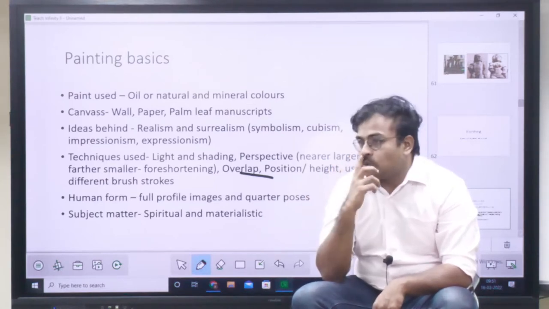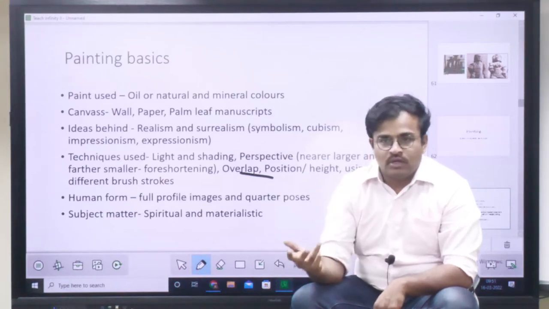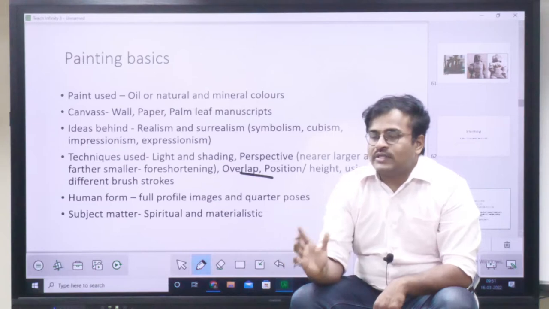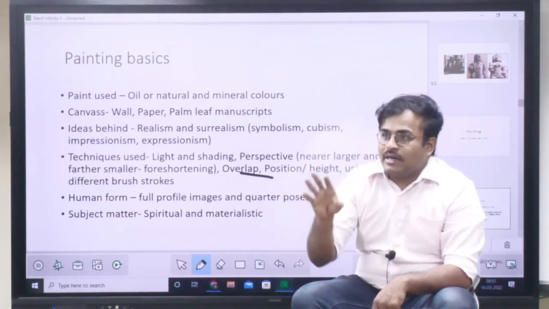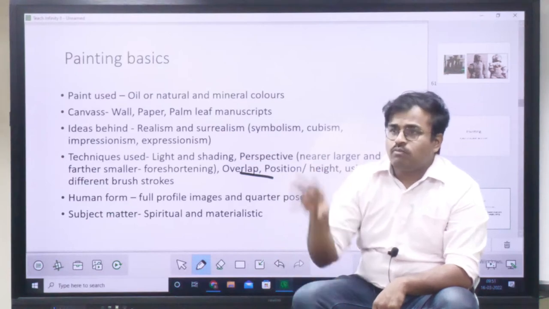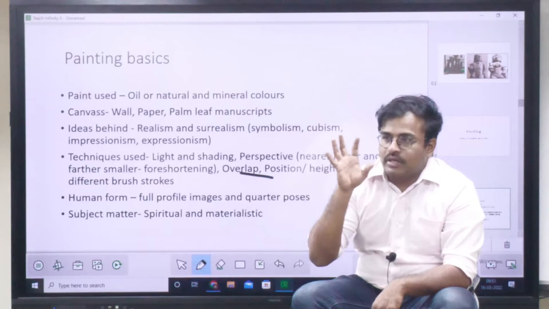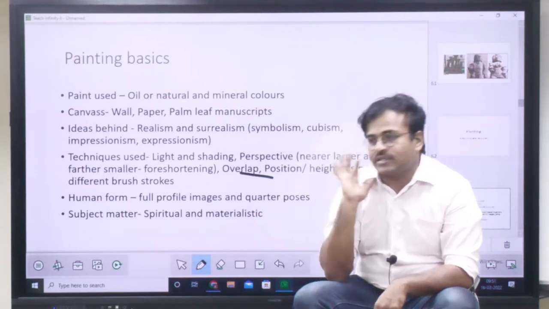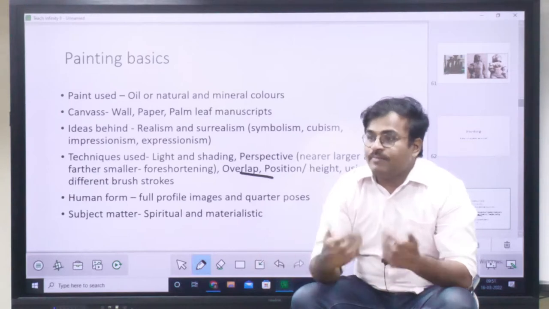Then one more school is known as surrealism. Sorry, besides that there is one more school called impressionism. In impressionism, rather than trying to replicate images in reality, they neglect the human form and give more emphasis to nature. If greater emphasis is given to natural settings rather than the human being, then it is known as impressionism. The human being becomes a sidelined figure in impressionism.